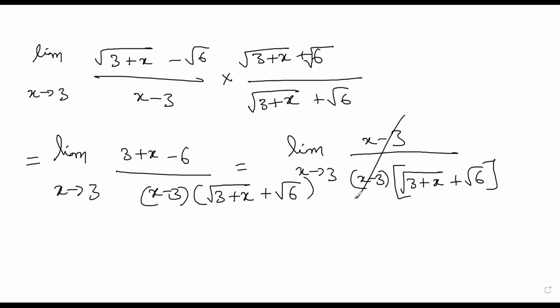So 1 by root of 3 plus 3, 3 plus 3 is not 9, 3 plus 3 is 6, sorry. 6 plus root 6, that is 2 root 6. So 1 by 2 root 6. That's the answer.